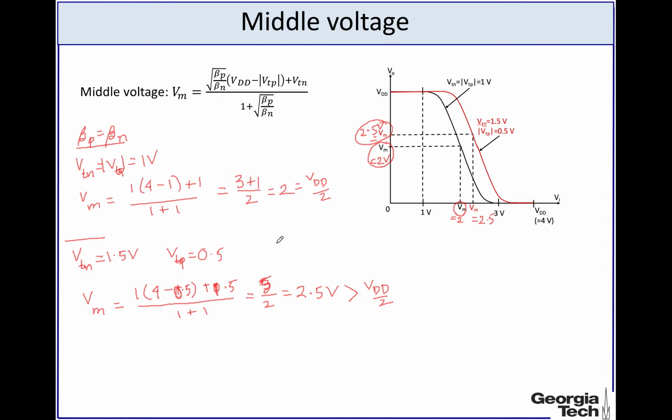And similarly, you can show the same thing, that when your VTN is 0.5 and VTP is 1.5 volts, your Vm will actually be 1.5 volts, which is smaller than 2 volts, and that curve will shift to the left. Again, this essentially means that when your middle voltage is 2 volts, you have a symmetric voltage transfer curve, and when your Vm is larger than VDD over 2, it's shifted to the right, and in the other case, when your VTN is smaller than VTP, then the curve is shifted to the left.